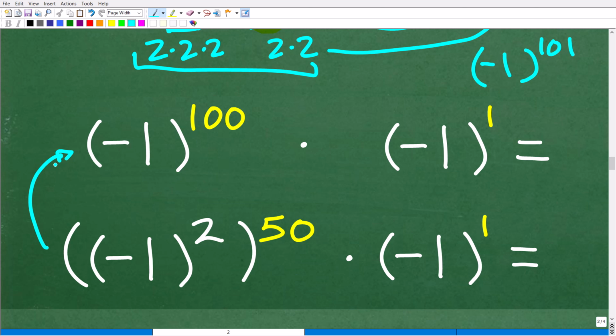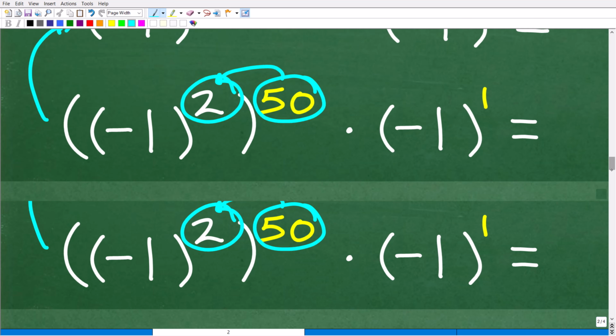Now you might be saying, well, it looks like this 50, if I multiply it by that 2, I get back to 100. Is that a property of powers and exponents? Indeed it is. When you take a power to another power, what you could do is take that outside exponent and multiply it by that inside exponent, and there you go. So we're kind of factoring, but I'm doing this for a very specific reason.